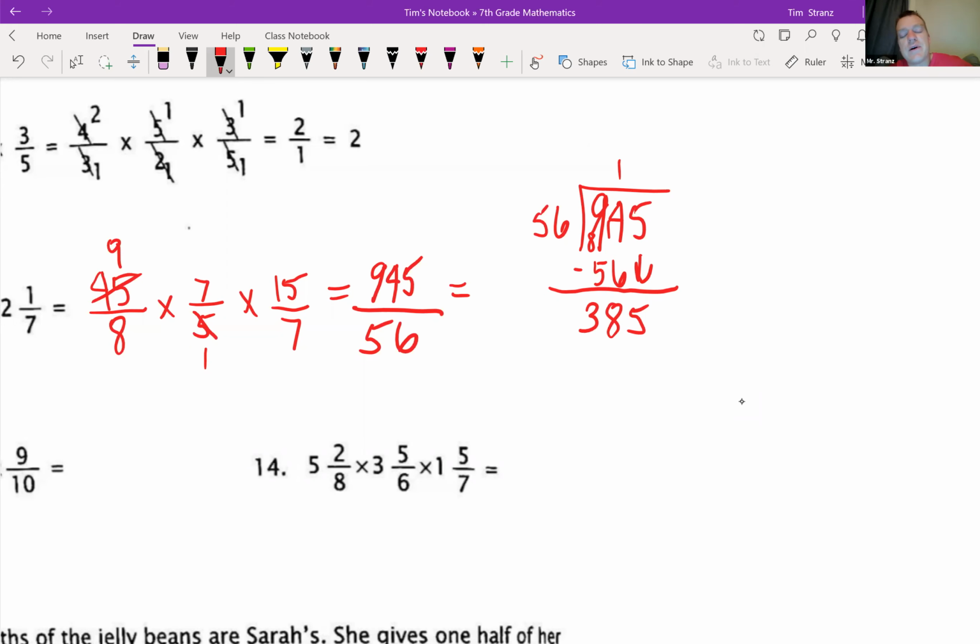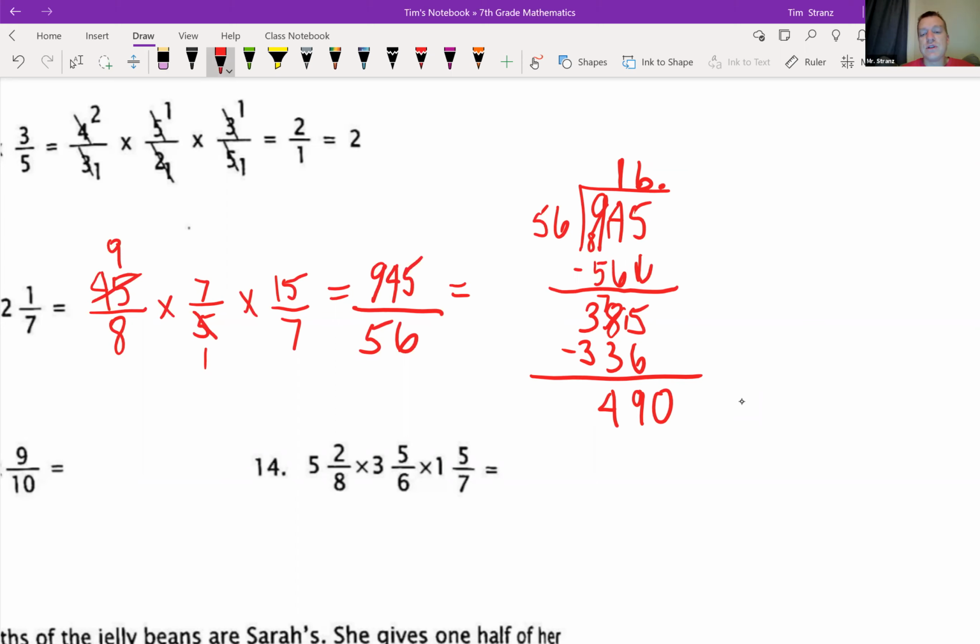56 goes into 385. I'm going to guess, let's see, 50, 100, 150, 200, 250, 300, 350. We're going to try 7 times. So 7 times 6 is 42. 7 times 5 is 35, plus 4 is 39. I am too high, so it has to be 6 times. Okay, 6 times 6 is 36. That's 33. Okay, I'm going to subtract these out. 15 minus 6 is 9. 4, bring down my 0.